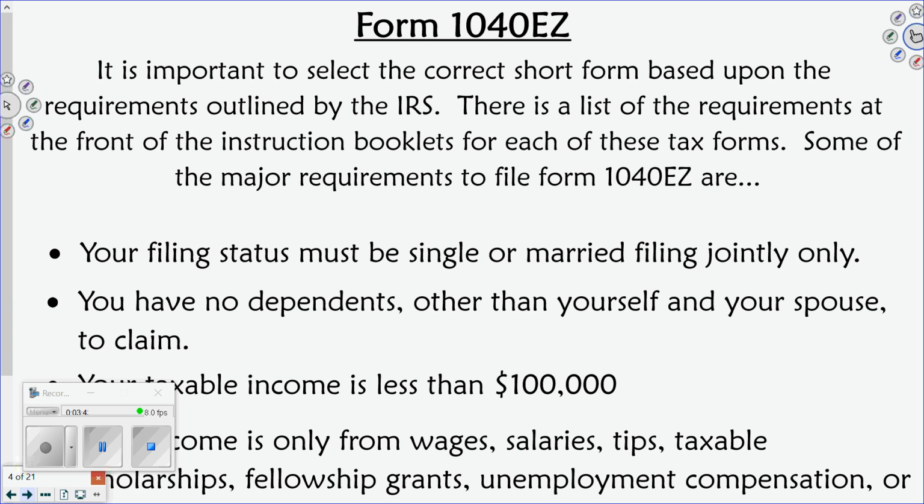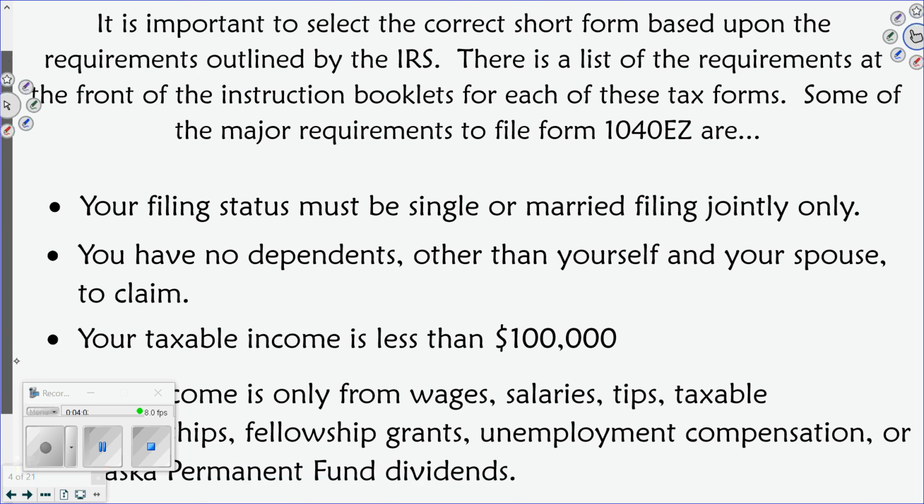All right, so looking at the 1040-EZ, which is what you guys would fill out right now. If you're working right now and you go to file taxes come January, you guys will do the 1040-EZ. So there's a list of requirements at the front of your instruction booklets when you would actually do these by paper. It's an actual booklet that you would fill out. So some of the major requirements, there's some other things, but the major ones to know.